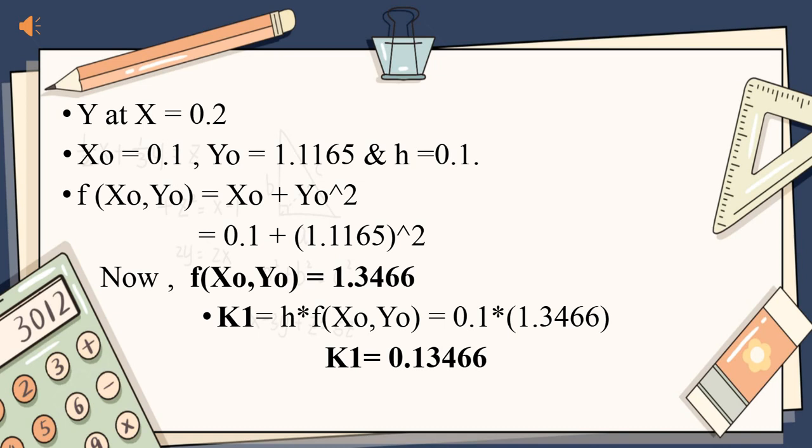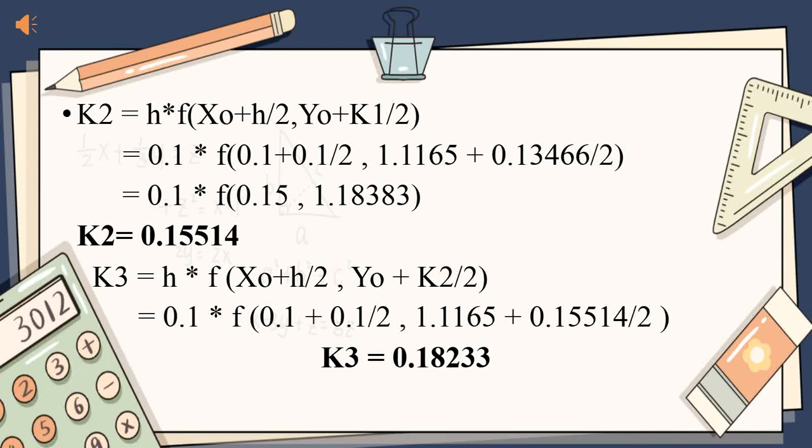Okay, the value of h will remain the same, which is equal to 0.1. Again we find the value of function x0 y0. We substitute x is equal to x0 and y is equal to y0. We get 0.1 plus the square of 1.1165. Then the final answer which we have for function of x0 y0 is equal to 1.3466. Based on this value of the function we again calculate the value of k1. By substituting it in the formula, the value of k1 is 0.13466. You can pause this video to go through the calculations.